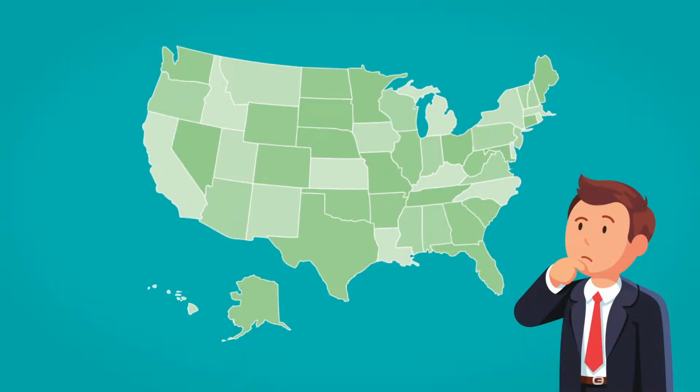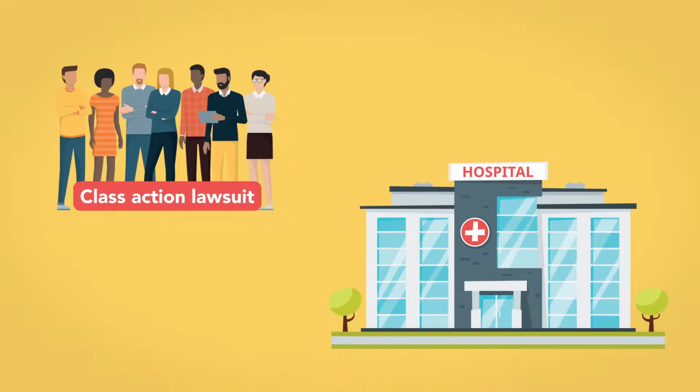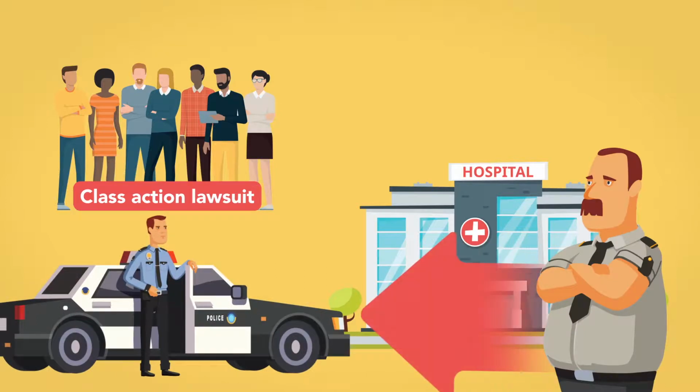Not all states have adopted Connecticut's approach, however. Maine's highest court heard a class action lawsuit filed by hospital emergency room patients against the hospital after the hospital's security guard disclosed private health information to the police without their knowledge.